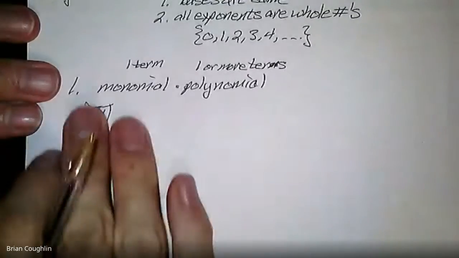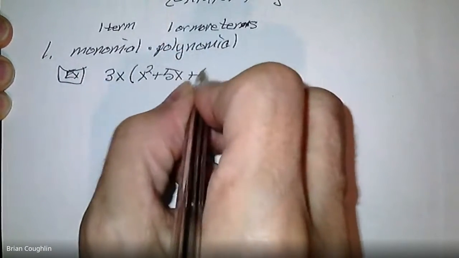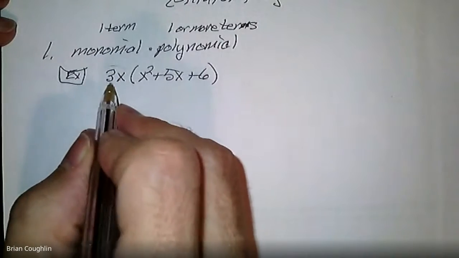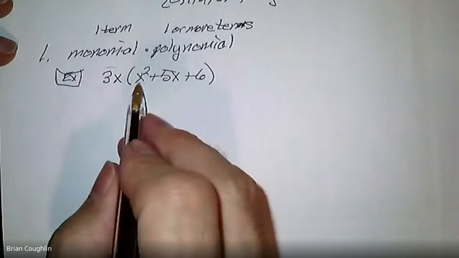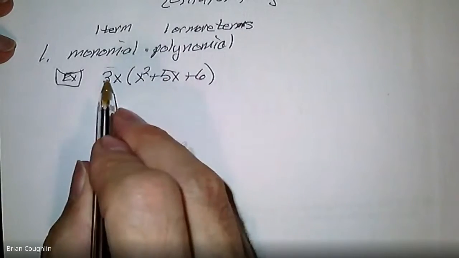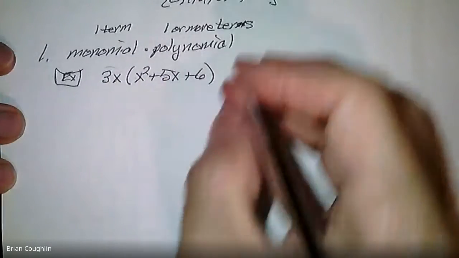Anyway, a monomial times a polynomial might look like this. Quick example. It might be 3x parentheses x squared plus 5x plus 6. Okay, so we've got something in front, a monomial, a single term, and we've got a polynomial, a trinomial in this case, 1, 2, 3 terms. So how do you multiply a monomial times a polynomial? The main method is you distribute.